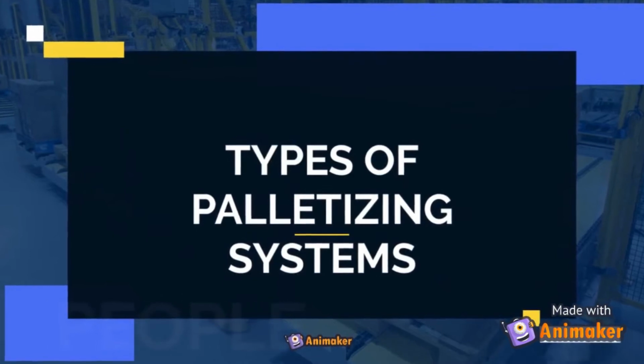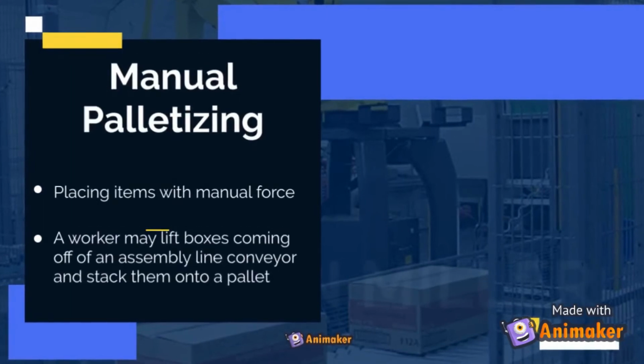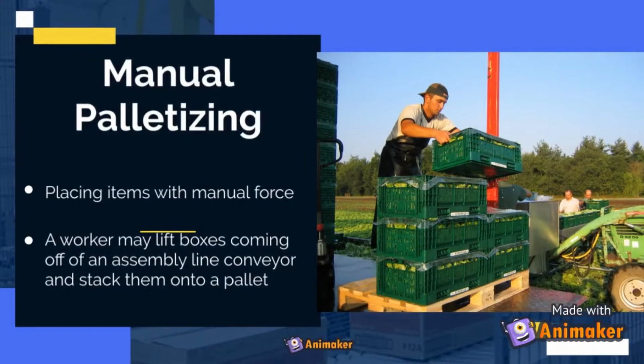Now, we take a look at the types of palletizing system. Manual palletization involves the placement of items on the pallet by the use of manual force. For example, a worker may lift boxes coming off of an assembly line conveyor and stack them onto a pallet. If the employee is selecting an order for a customer using a pallet placed on a pallet jack, they may remove boxes as required from several pallets to put on the pallet being built for the order. Typically the pallet may be positioned on the floor, or on the forks of a lift truck or a pallet jack.